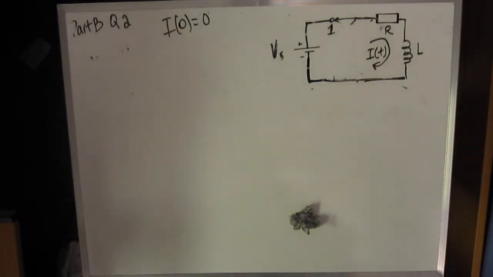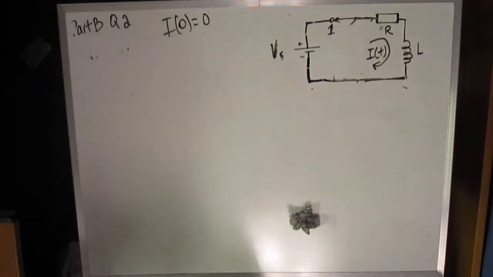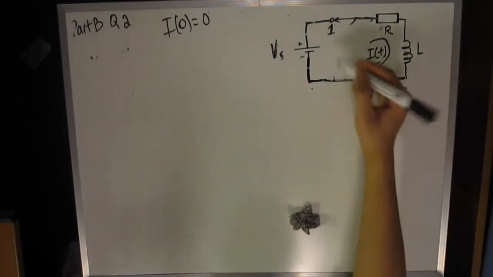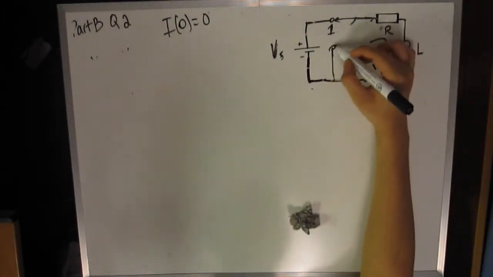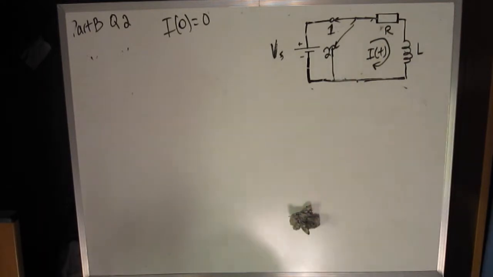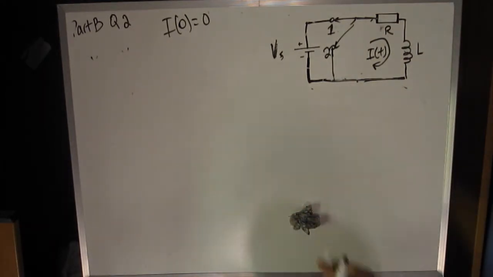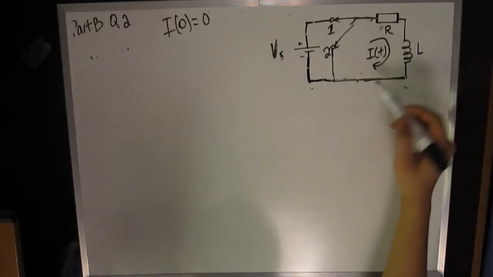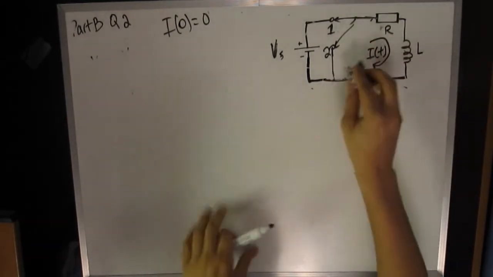Hi, so here we are with question 2, part A of part B, for assignment 1. Basically, what we're given here is a simple RL circuit. We're told that there's a switch which is at point 2 and it's going to go to point 1. And we're supposed to find a basic function for i(t) once it goes from point 2 to point 1.